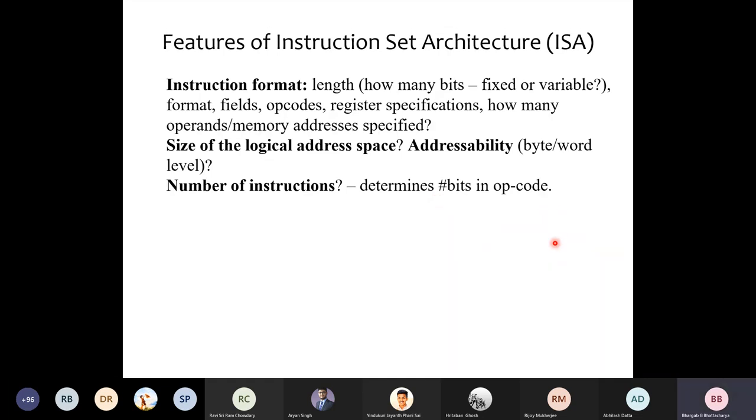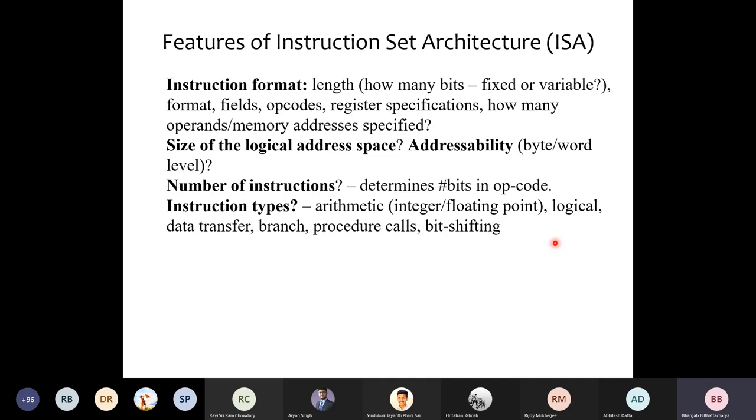How many instructions should be there? How many machine level instructions should be there in your machine? And depending on the number of instructions, that would determine the number of bits in the opcode, because the number of bits in the opcode must be the log of the number of instructions, ceiling of that, right? So if I have, for example, 64 instructions, I should have 6 bits in the opcode.